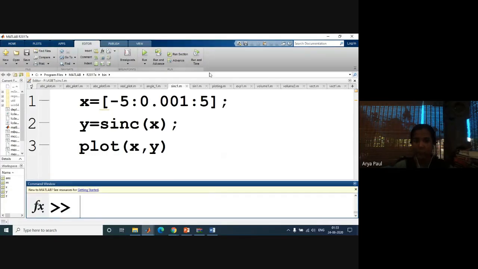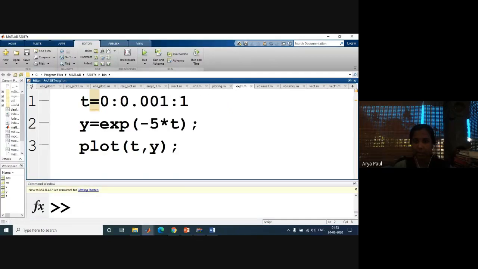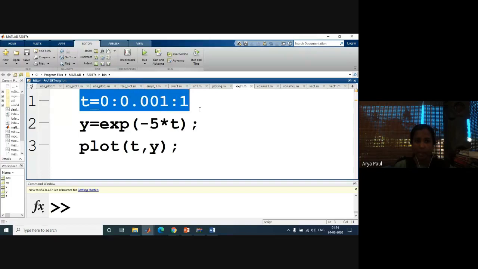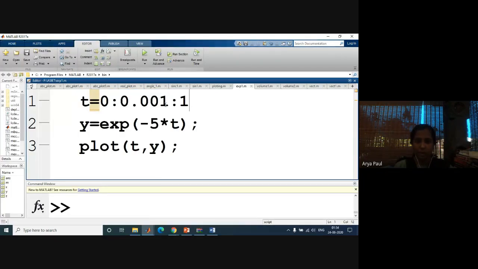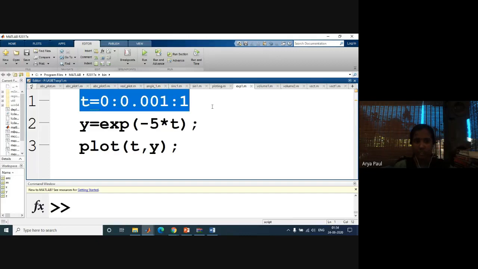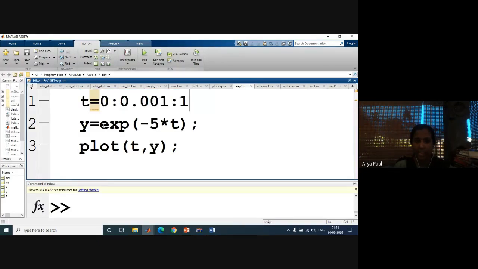Okay, next you can plot an exponential signal. So all these are very fundamental things in MATLAB. Here you can type t equal to 0 colon 0.001 colon 1. So this is a t vector and I am dealing with e raised to. How can you deal with e raised to? In MATLAB it is exp. Exp of minus 5 into t, that means e raised to minus 5t.